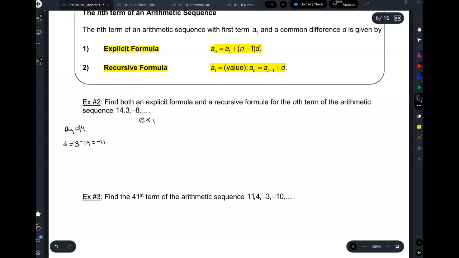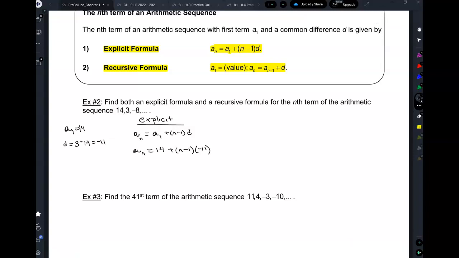So for the explicit formula, you just do AN equals A1 plus n minus 1 times D. Okay, so now the question is, Ms. Milligan, do I have to memorize this? I mean, yeah, you have to know it by heart, but again, this is why I went through the whole thing, so that you can just reason it out even if you forget, okay? So AN is going to be 14 plus n minus 1 times negative 11.